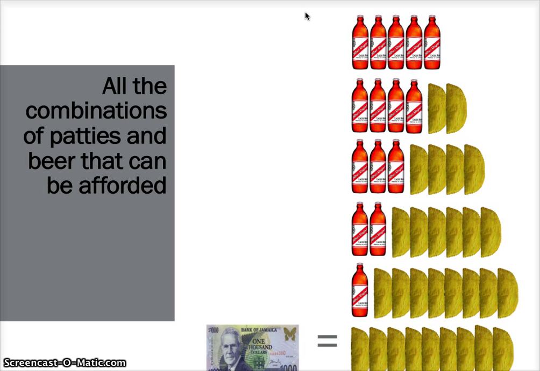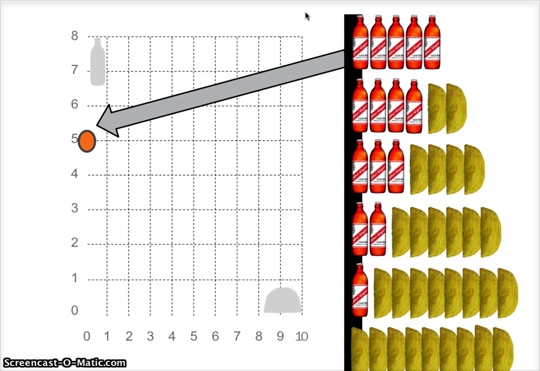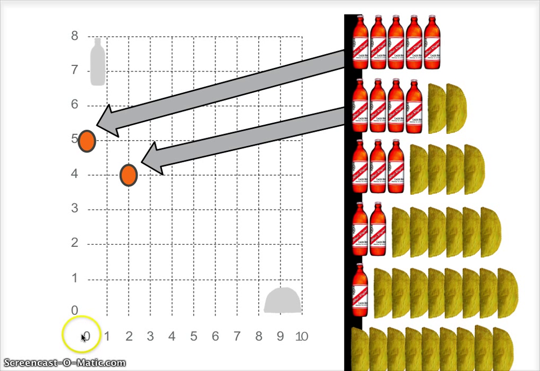Let's put these points together to get our budget constraint or budget line. So the first point we have is 5 beers, 0 patties. So if we put patties on the X and beers on the Y, our point would be right here, representing 5 beers along the Y, but 0 patties. The next point would be 4 beers and 2 patties. So I could go across on my X-axis 2 places, then I go up 4 to get 4 beers, 2 patties.